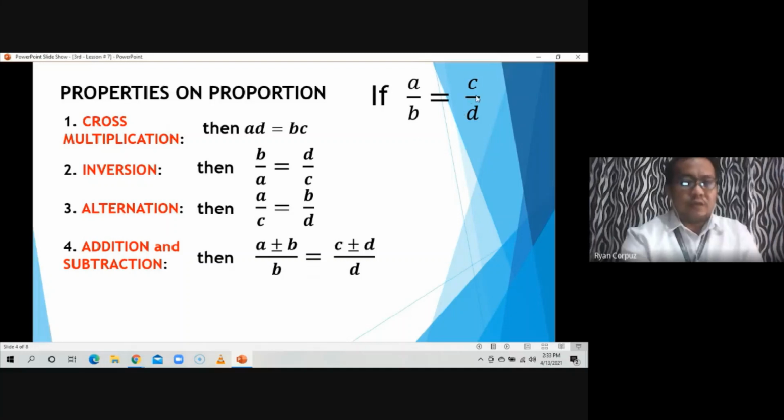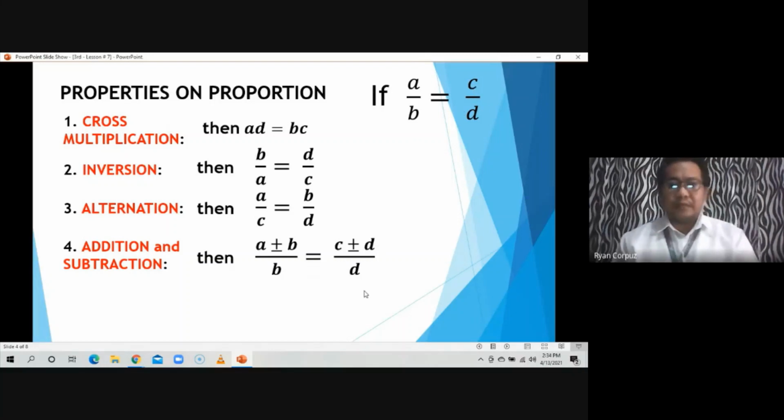Ganun din yung ginawa sa kabila. Inadd yung numerator and denominator, then divide by the denominator. So that's also what you're going to do kapag minus. Ma-minus naman yung numerator denominator, then divide it by the denominator. Same with C over D. So even if you will do addition and subtraction property on proportion, still the two ratios will become equal. Magiging equal pa rin sila.